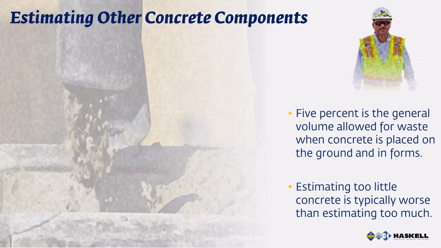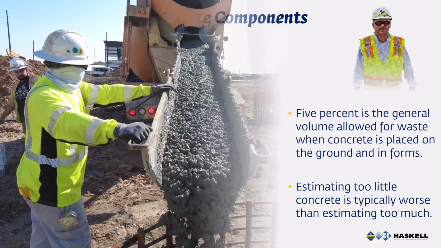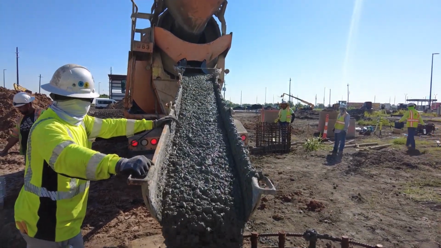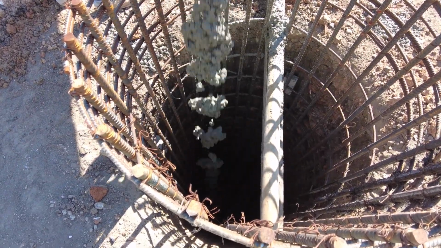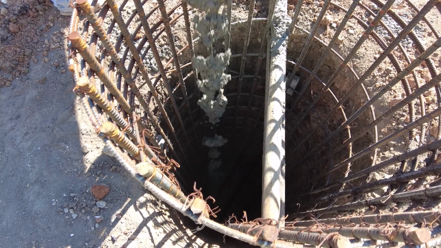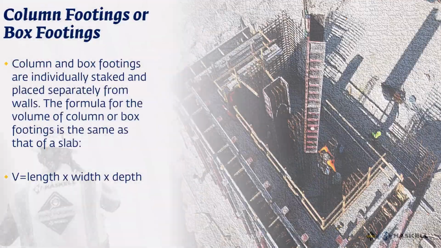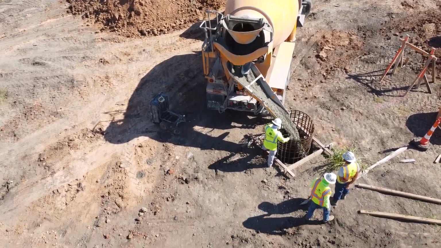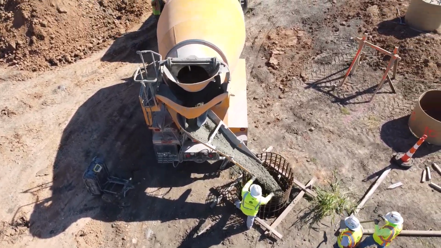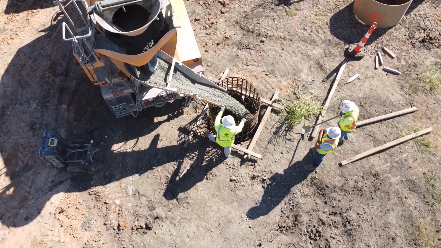For concrete placed on the ground or in forms, there's usually a 5% allowance for waste in the estimate. The allowance anticipates accidental spillage from deflection and slight differences in the thicknesses of a slab. It's better to overestimate the amount of concrete needed than it is to underestimate. The formula for column and box footings is the same as it is for a slab. Volume equals length times width times depth. Because there are separate placements for column and box footings, these items are estimated separately, which makes them easy to overlook when reviewing the plans.